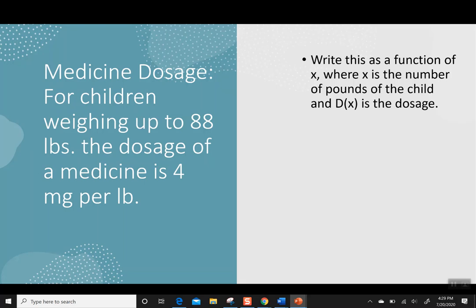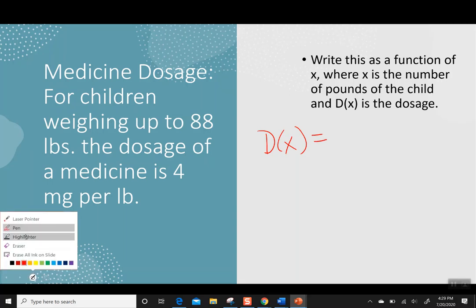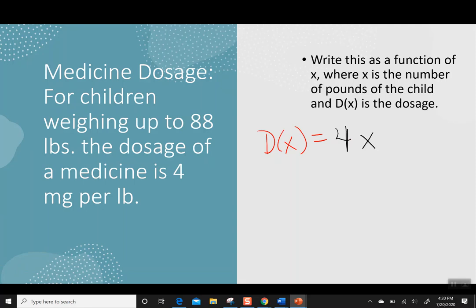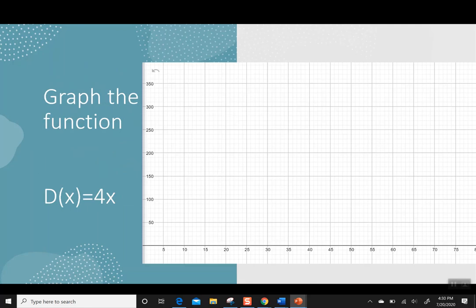So what we're going to start with is we're going to come up with a function for the dosage. So x is going to be the number of pounds that the child weighs, and d of x is going to be the dosage. So our d of x is going to be 4 times the weight. So we know we want to do 4 times x, which is the weight. So easy to come up with this function. Okay. So now we're going to graph it.